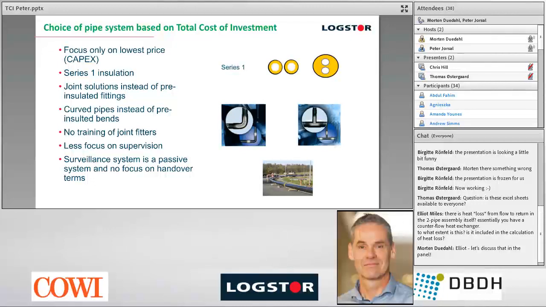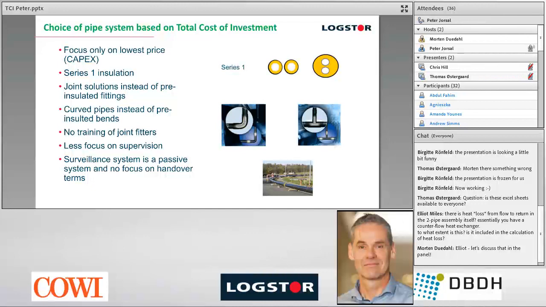There are some things that are actually the same for total cost of investment and total cost of ownership. For example, joint solutions instead of pre-insulated fittings and curved pipes instead of pre-insulated pins are also valid when you talk about total cost of investment. It was also valid for the total cost of ownership perspective. So it goes for both methods. But when you talk about total cost of investment, then probably you will not invest the needed amount of money in securing that your fitters are trained to do what they should do. And same about supervision. You will minimize the supervision part of the project.